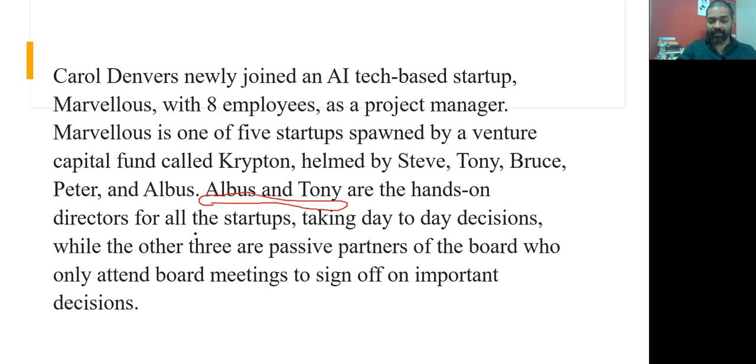The other guys, the other 3, are passive partners. Okay, so they're not hands-on with the decisions. They only attend board meetings to sign off on important decisions. So it means that Albus and Tony don't have a free hand when it comes to important decisions. Otherwise, on a day-to-day basis, these are the guys who take all the decisions. And this person has joined as a project manager for the small firm or whatever startup.